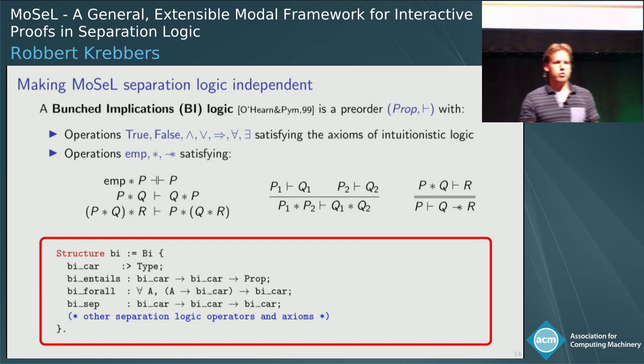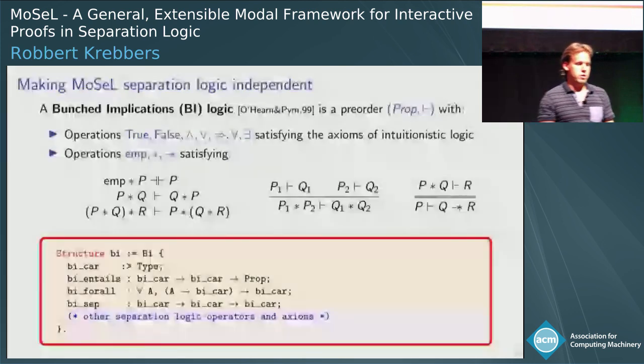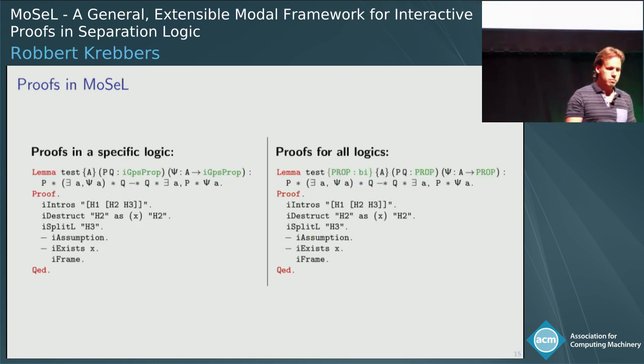In Coq, we can model this using a canonical structure, which is kind of like a type class. And there you see the carrier for the type of propositions, the entailment relation, and all of the connectives together with their axioms. Whenever you do this, you can already get quite a while. So let's take a look at what we can do.